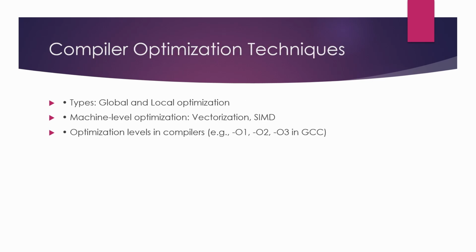Compilers play a significant role in performance optimization. Various techniques such as constant propagation, loop unrolling, and inlining can be applied by the compiler to improve execution speed. Optimizations like vectorization and using SIMD, single instruction multiple data, enhance performance on multi-core processors. Compilers also offer different optimization levels such as O1, O2, or O3, allowing developers to balance between compilation time and execution speed.